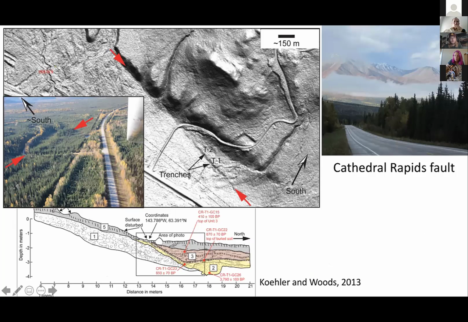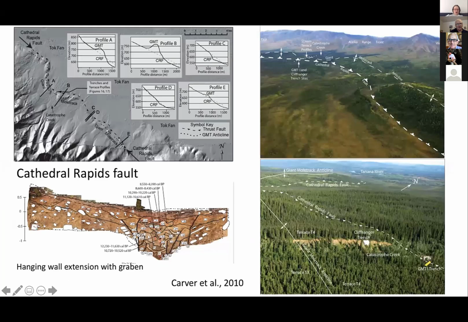Here's what it looks like in LiDAR coming across there. You have a big range front with triangular facets in the upper right. And then further to the east, we have what's called the Giant Mole Track anticline, which shows up really nicely in the DEM, where you have the range front to the south, and then outboard of the range front, you have this Mole Track anticline where there's folding along a thrust there.